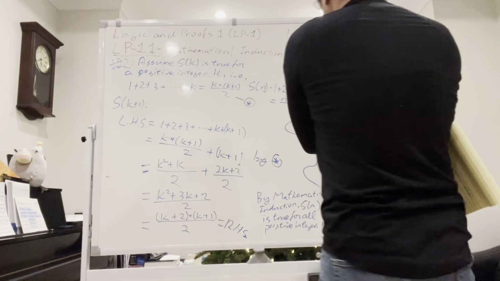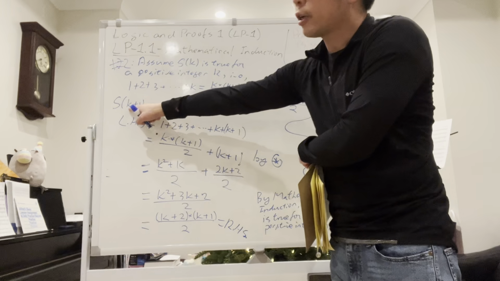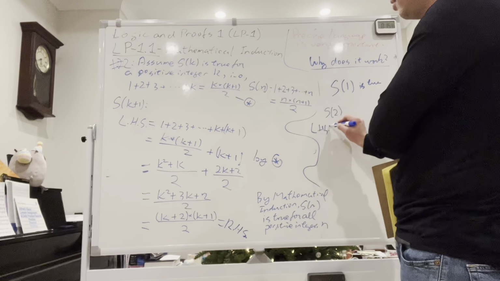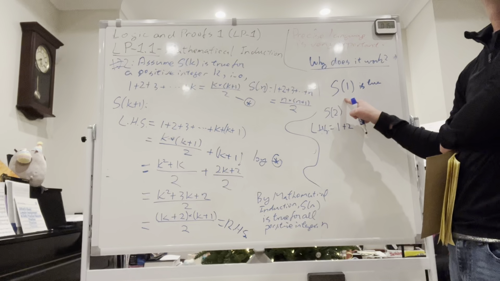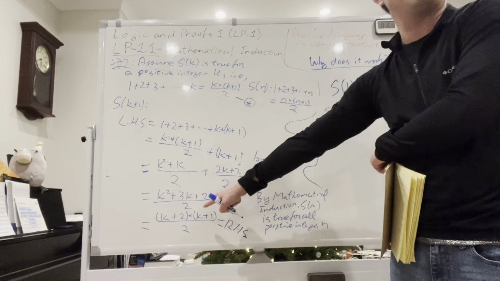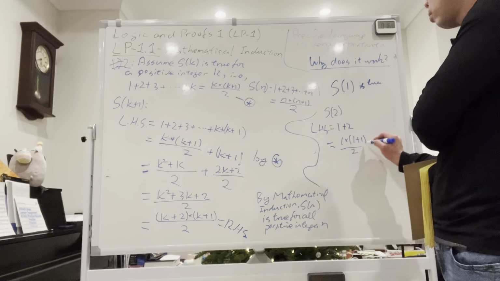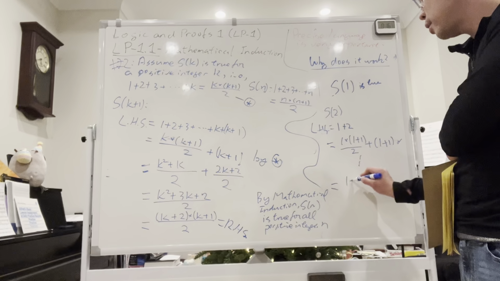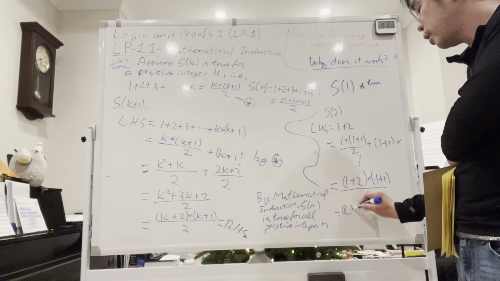So basically, we say S1 is true. This is not an assumption. We know it's true. If you replace the k by 1 here, what we say is S of 2, the left-hand side is equal to 1 plus 2. And now the formula for S1 is really true because we showed it. You could replace the k by 1 in the rest of this equation, and all the way, if you replace the k by 1 at every single step, then in the end you will say it's equal to the right-hand side.